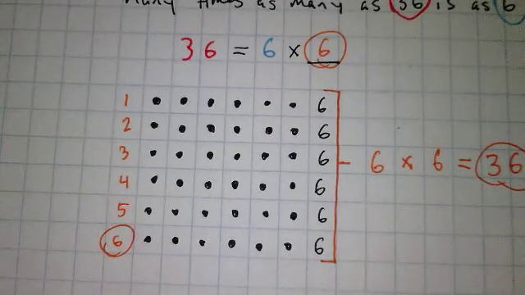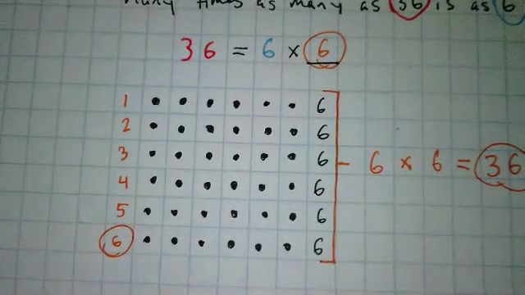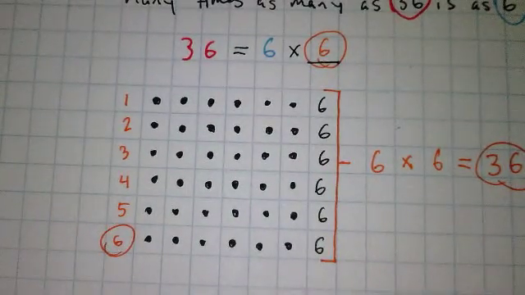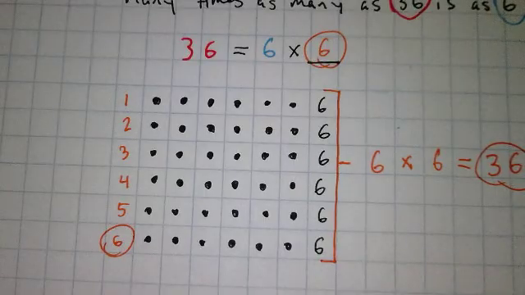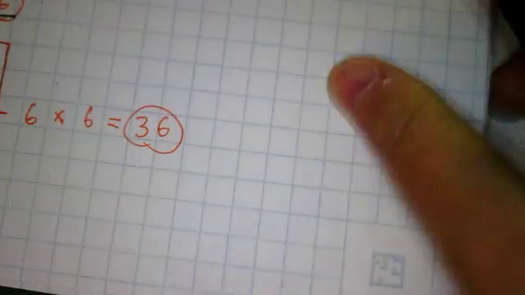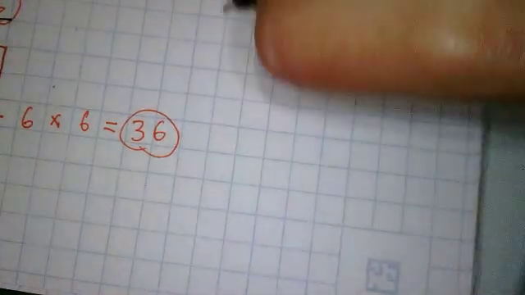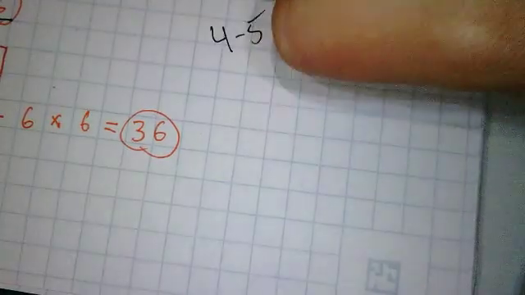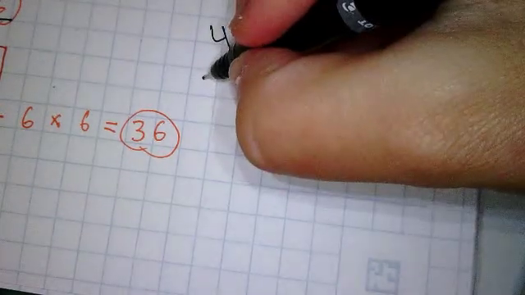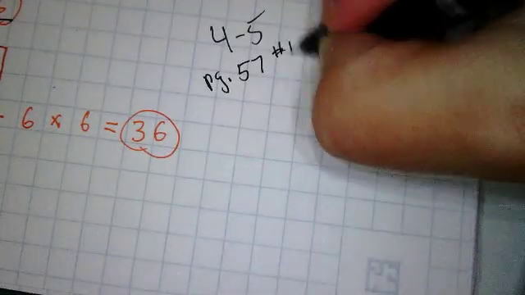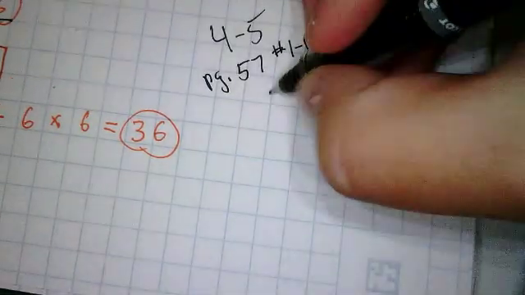Your homework today. It's 4-5, pages 57 and 58 all. Let me grab it for you. And let me see what I wrote. Your homework is, some of you guessed, we'll see if you guessed correctly. It is 4-5, on page 57, numbers 1 through 10.